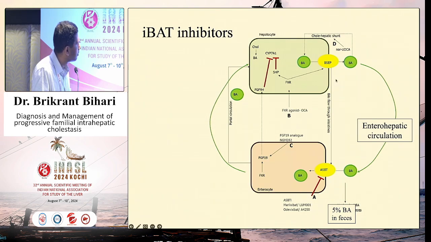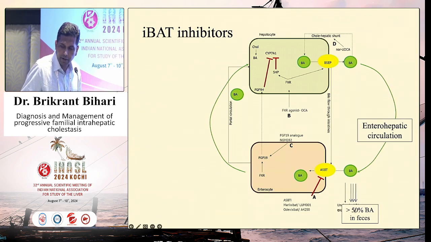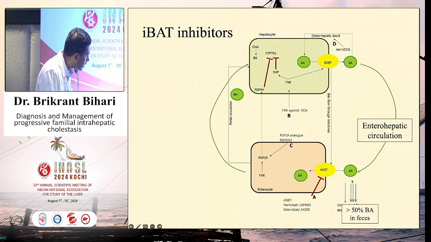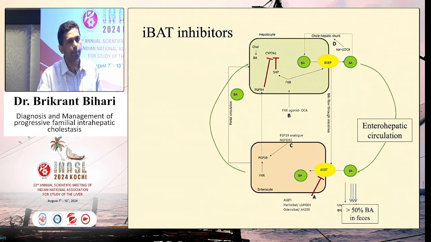Now, IBAT inhibitors interrupt the enterohepatic circulation. Normally, in enterohepatic circulation, 95% of bile acids excreted from the biliary tree get reabsorbed in the intestinal epithelium and go back to the liver, and 5% is excreted in feces. Now if you give IBAT inhibitors and block this absorption, more than 50% of bile acids will be lost in feces. So this is a kind of medical interruption of enterohepatic circulation.